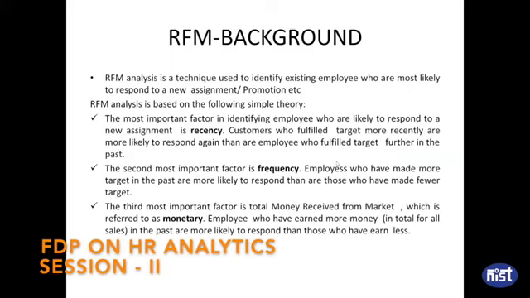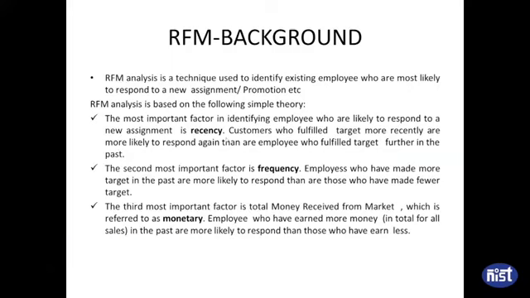Now what is RFM? We divide RFM into three parts. One is called recency, another is called frequency, another is called monetary value. Recency means, suppose you give some target, some assignment to everybody. Some people are ready to accept the challenges. Some people are not saying no to that job. Some people are saying, okay, I will do that.